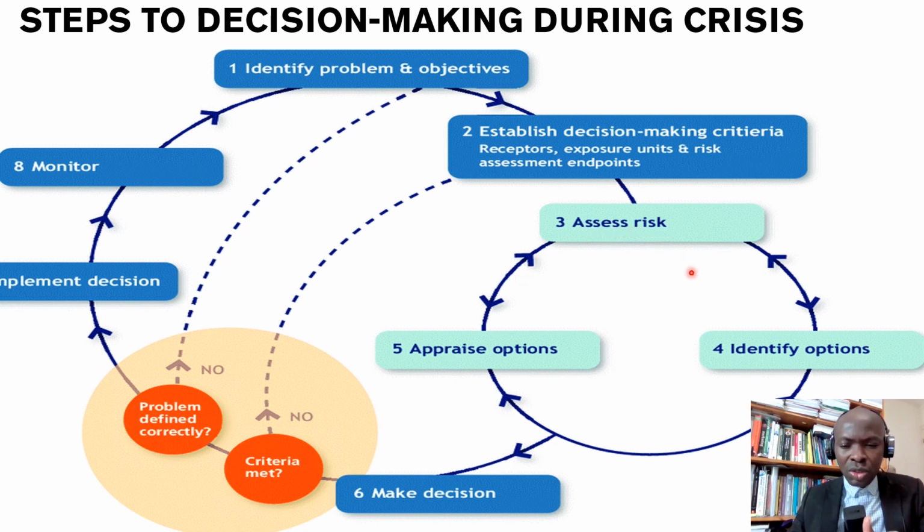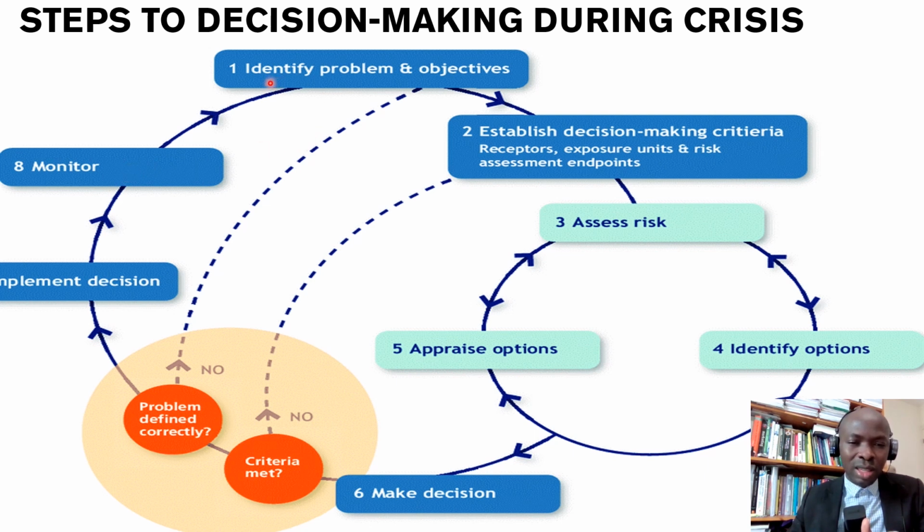And of course, you can identify possible options, and then you can appraise your options and make your decision. So sometimes you can see how some of these things work. So once you make your decisions, you can implement your decisions, and you try to monitor the outcome of it. So you try to monitor it.